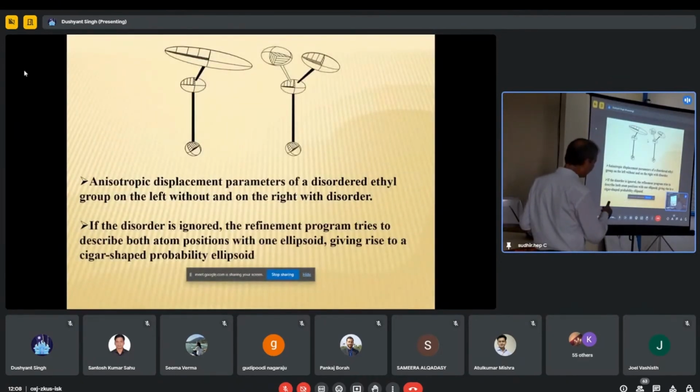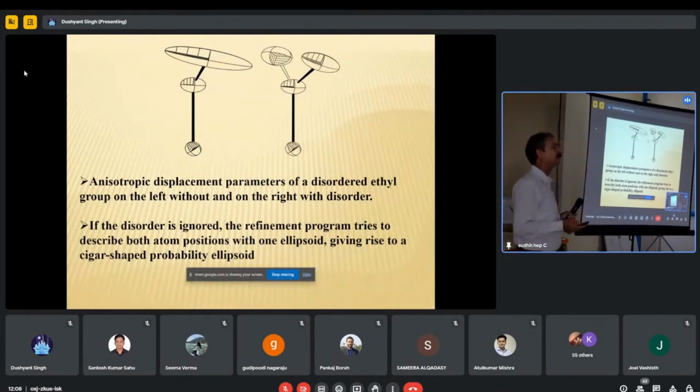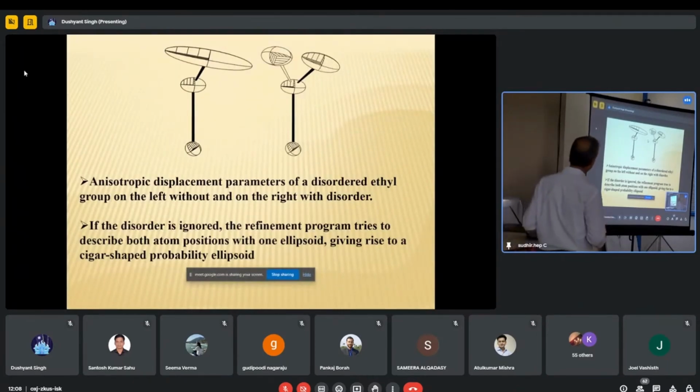Now, this is the basic idea. Whenever you collect data, you solve the structure and simultaneously plot it. If one terminal atom is showing a thermal ellipsoid like this, you can immediately say there is a disorder in the molecule. Then you have to resolve it, otherwise it will give errors. In checkCIF, an A-level alert will come: the isotropic temperature factor is very, very high, and it is not matching the adjacent thermal ellipsoids. Now you can see the anisotropic displacement parameters of a disorder.